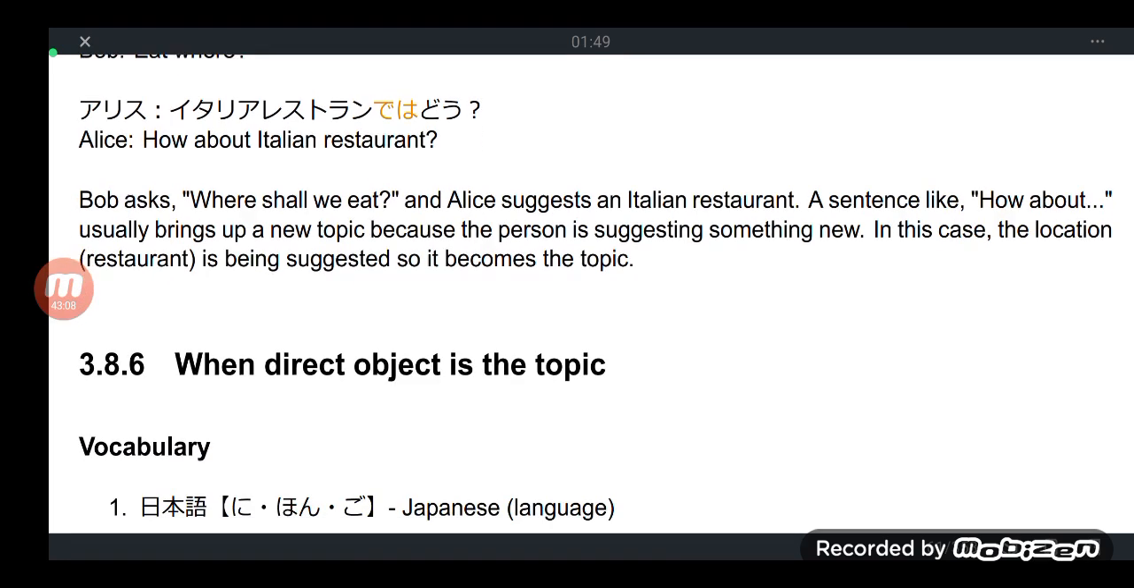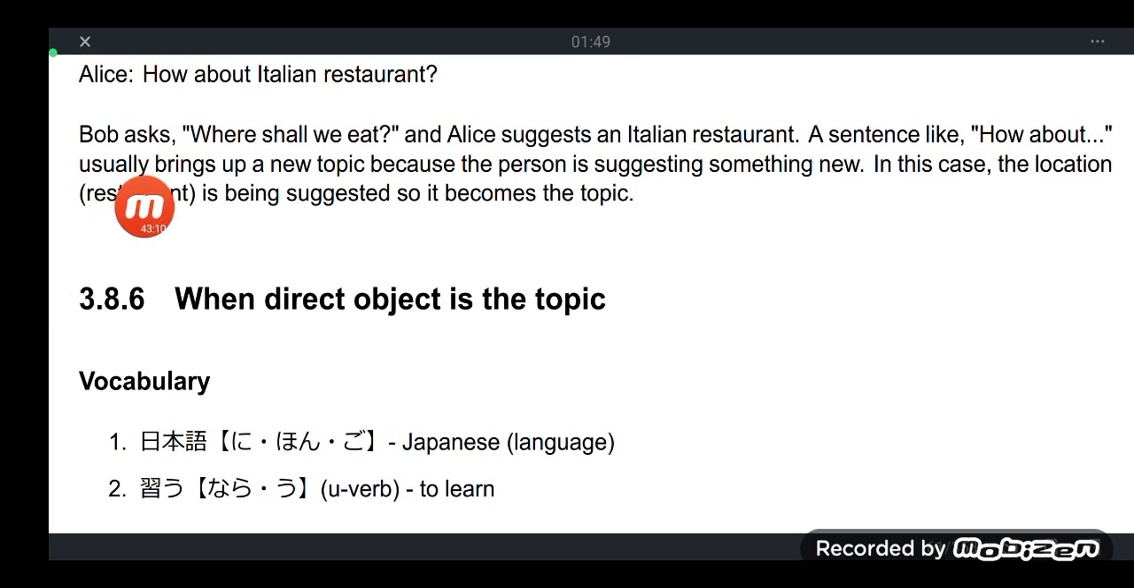So Italian restaurant de wa do. How about Italian restaurant? Okay, Bob asked where to eat, and then I suggest a restaurant. A sentence like "how about" usually brings up a new topic because the person is suggesting something new. In this case, the location restaurant is being suggested, so it becomes a topic.